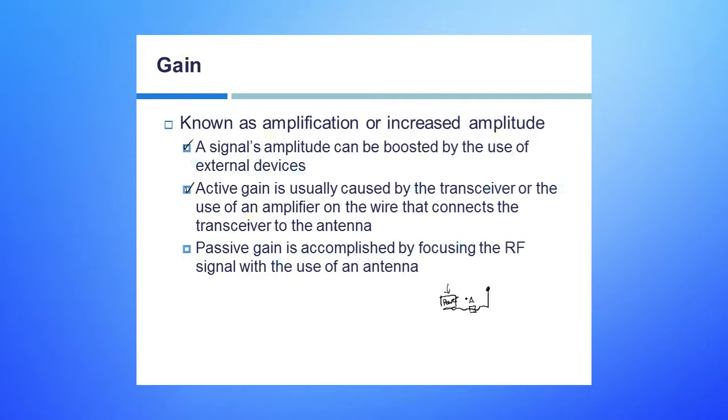Now, the other thing we could do, with passive gain, is focus the radio frequency signal with the use of an antenna. In other words, instead of it going omnidirectional, we could, from that antenna, let me make another one, say that we're just going to send that signal in one direction. So how does that work for us?